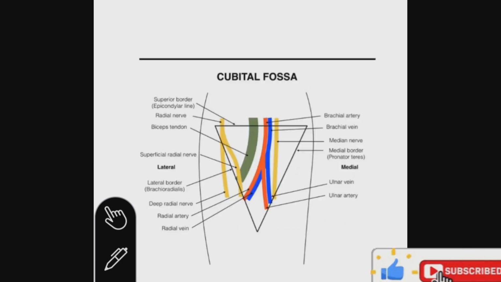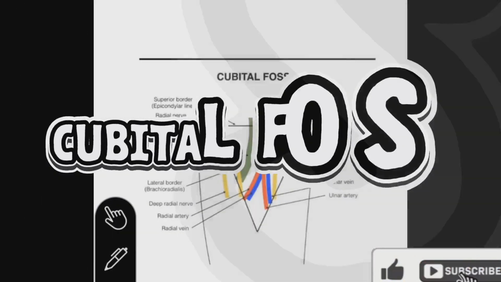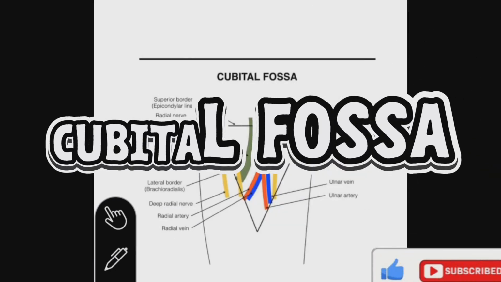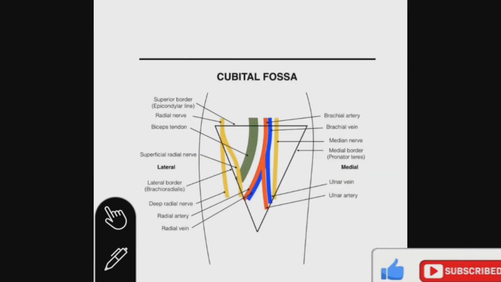Moving on, the cubital fossa is a triangular depression on the anterior aspect of the elbow. It's the middle portion between the arm and the forearm, and it's a very important site. The superior part is formed by the epicondyles. The medial boundary is formed by the pronator teres, the lateral border by the brachioradialis. The floor is formed by the brachialis, and the roof is the skin.